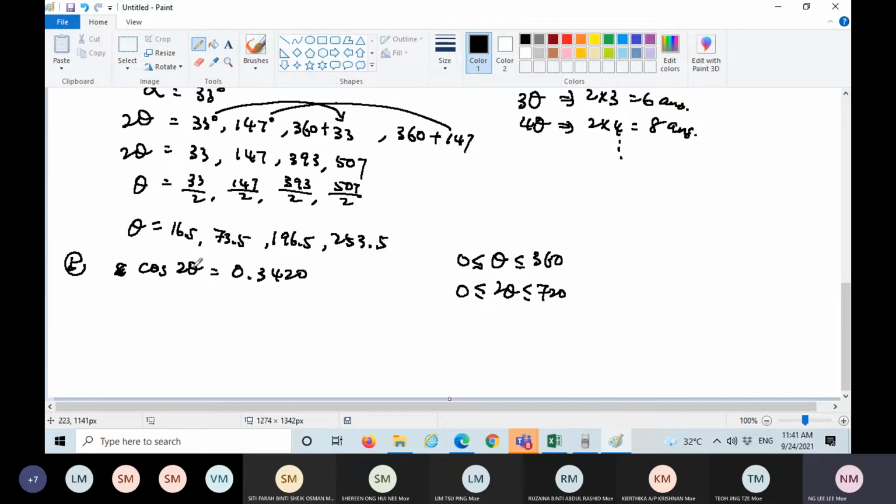Cos is positive. So it's in which quadrant?